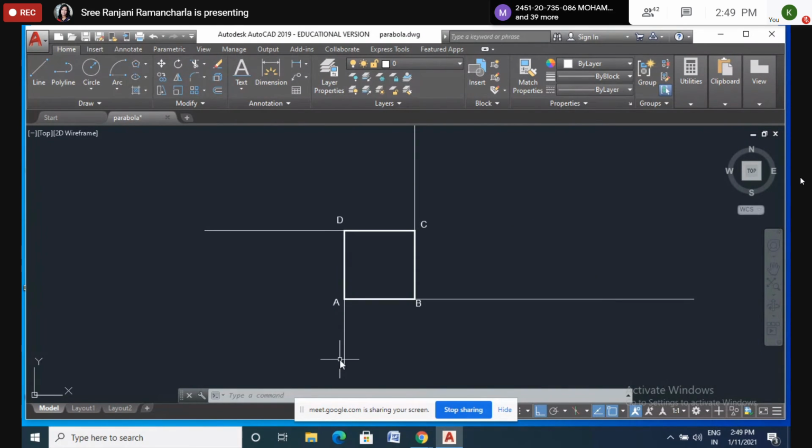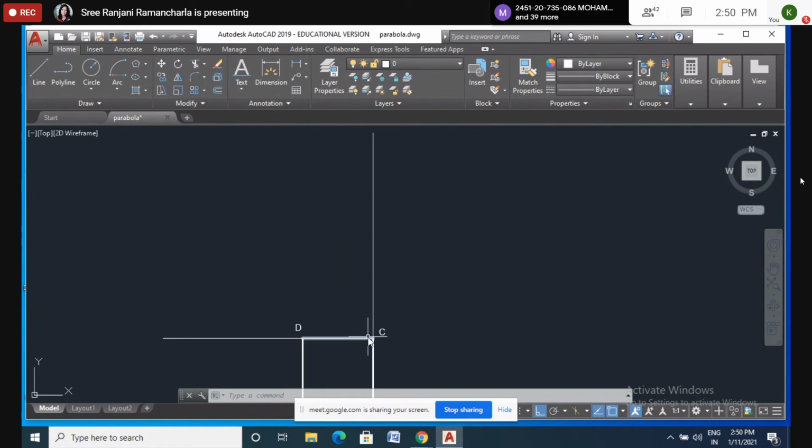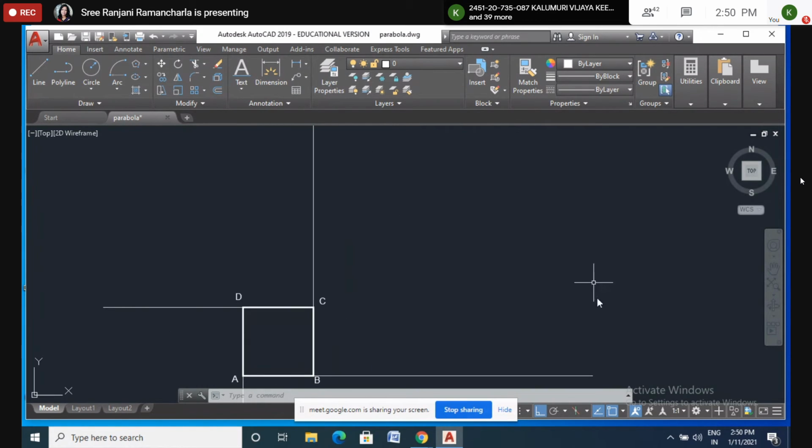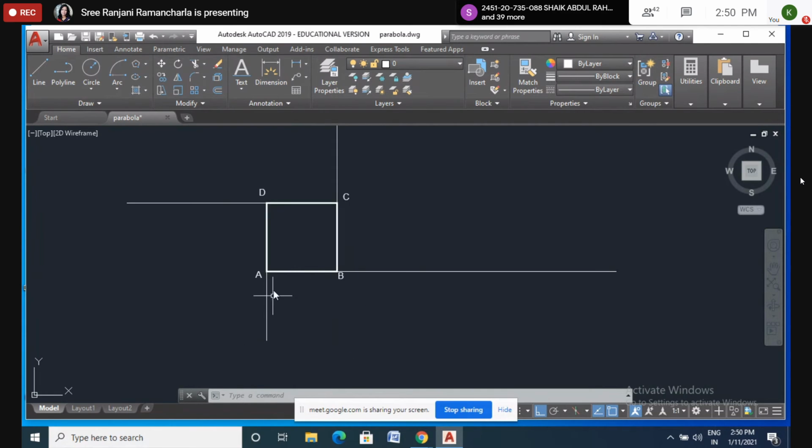For this curve, this is the center. For this curve, this is the center. For this curve, this is the center. Anywhere you can show it. Wherever you are drawing a particular curve, that will be the center. Join a point to that center, and that will be the normal. And the perpendicular to it is the tangent.